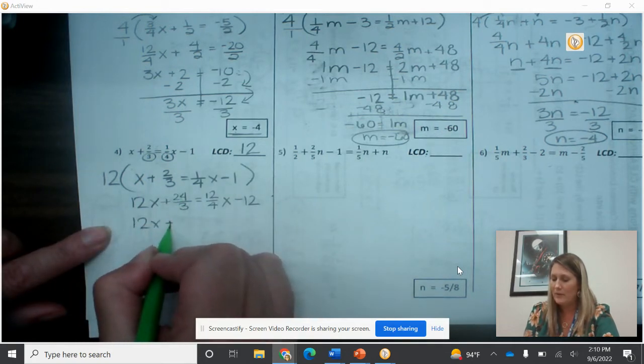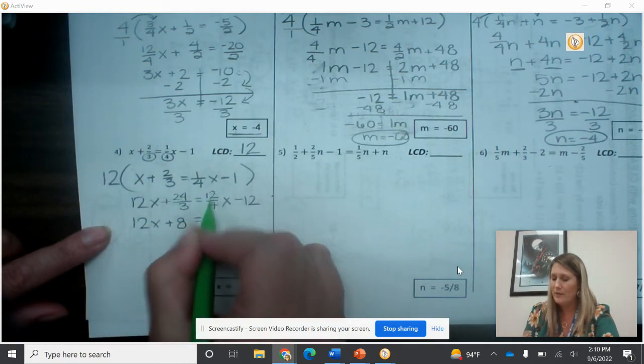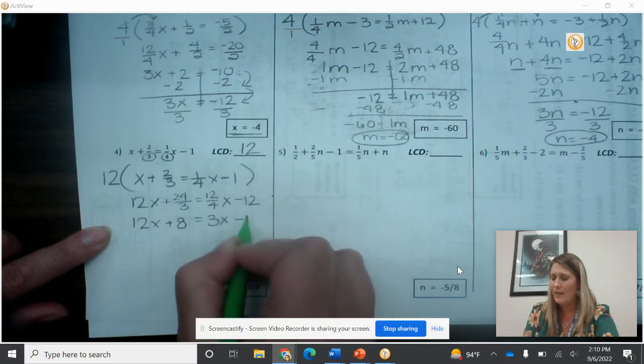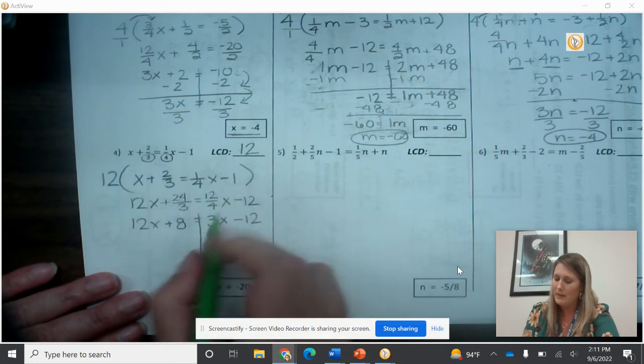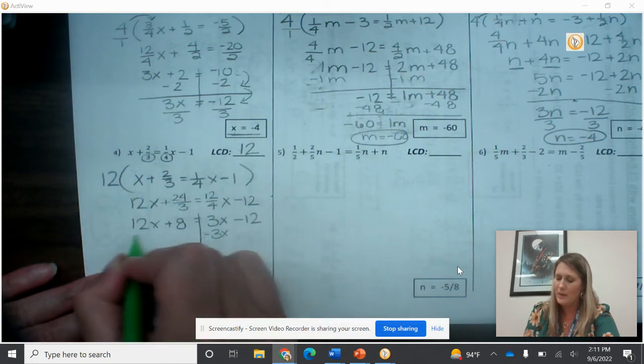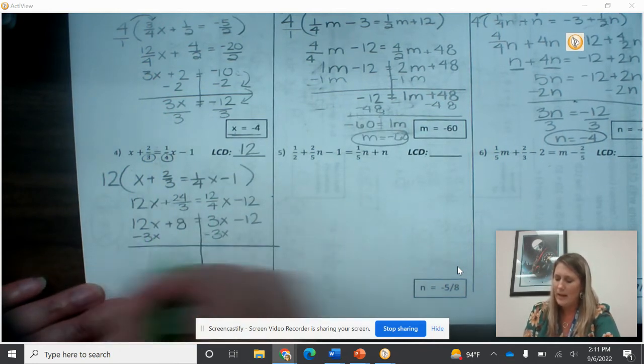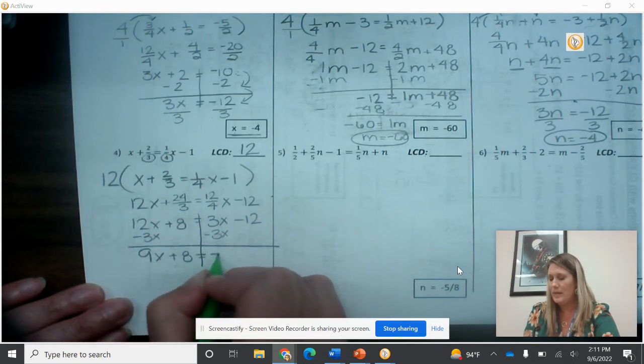24 divided by 3 is 8. 12 divided by 4 is 3. And that 12, there's no reducing to do. Let's move the variable to one side. So I'm going to subtract 3x from both sides. And I get 9x plus 8 equals negative 12.